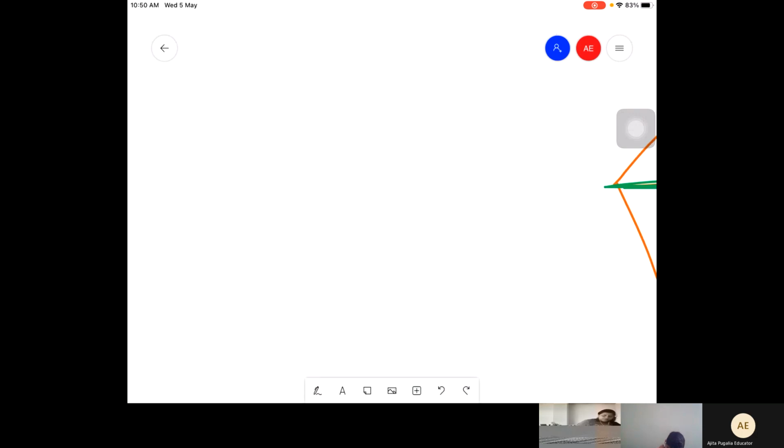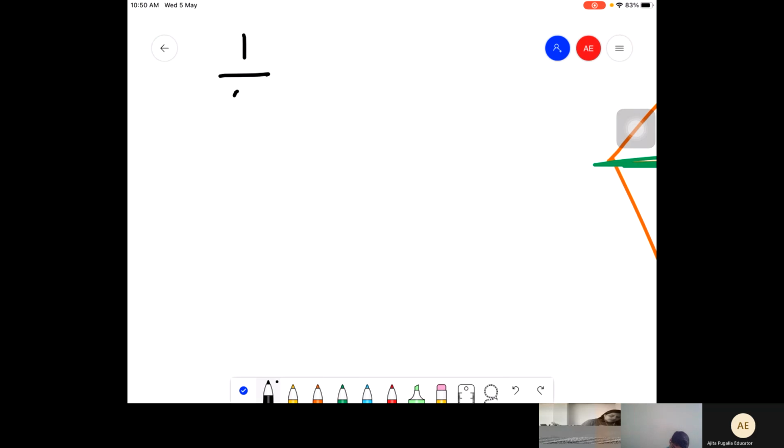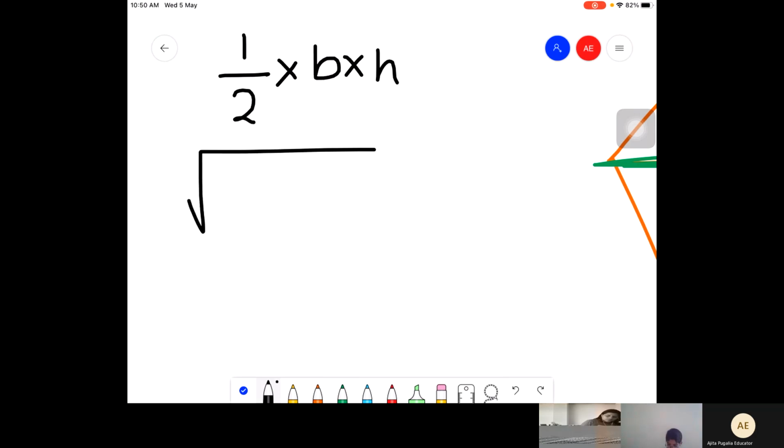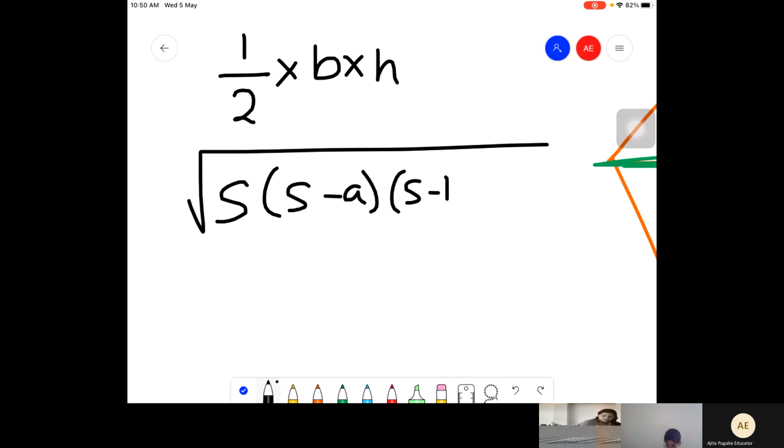Now, Neve, for a triangle, we figured out one formula is half into base into height, right? The other formula is S into S minus A, S minus B and S minus C, where S is the semi-perimeter. Now, let's say if you have an equilateral triangle or an isosceles triangle or a right angle triangle, can you frame or get other answers?